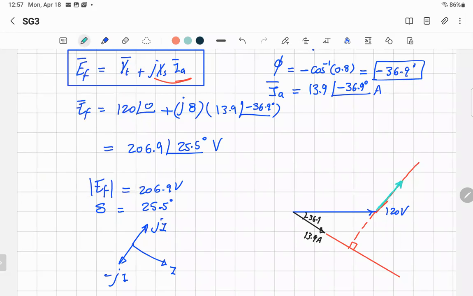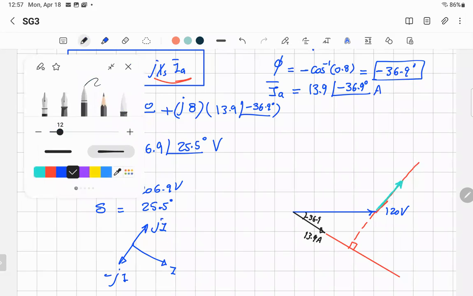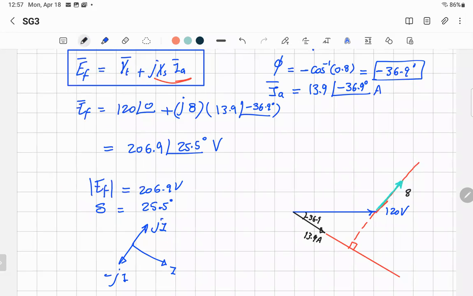Multiplied XS by IA. So that's XS, which is 8, times IA, the value only, not the angle. The angle taken care of, times 13.9, and I get the value. Then what happened here? That's the result. I connect from here to the tip. So now it's vectorially like VT, the terminal voltage, and then I added JXS.